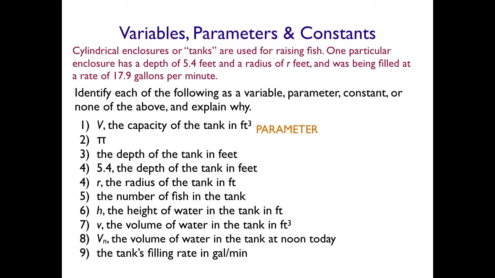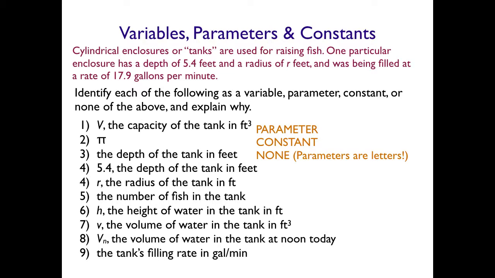number 1 we said was a parameter. What about pi? Constant. That's the one you could look up. All right, so that's a constant. What about number 3, the depth of the tank in feet? Let's see. It says the depth, it says up above is 5.4 feet. But what's the symbol we've got here for number 3? There isn't one, right? There's not a symbol. It's not a parameter, variable, or constant. It's a concept that we know is equal to 5.4 if you're asking us for a definition or a value of it.